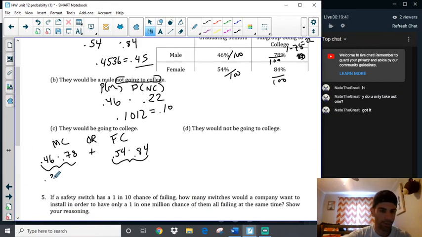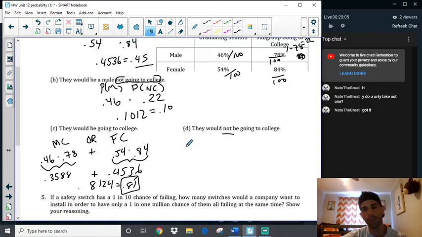This is going to be 0.3588. This is going to be 0.4536. So 0.8124, 0.81. Okay, and then the last one, they would not be going to college. So again, now I know exactly who's going to college. 0.81 is going to college.